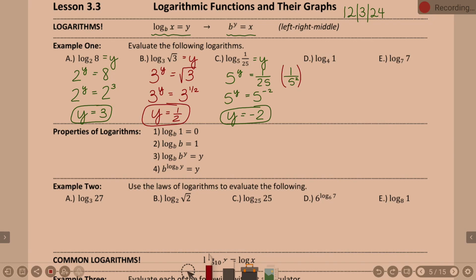D. Log base 4 of 1. I'm going to set it equal to y. 4 to the y is equal. Okay. Left, right, middle will take us out of log form. 4 to the y equals 1.